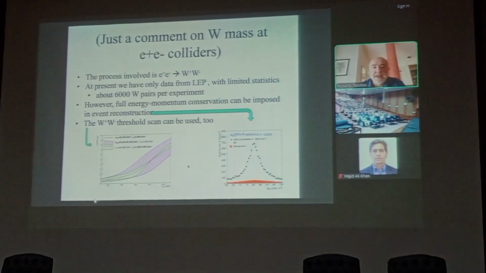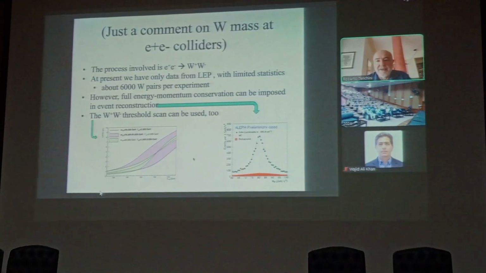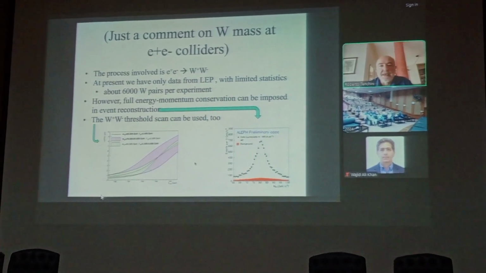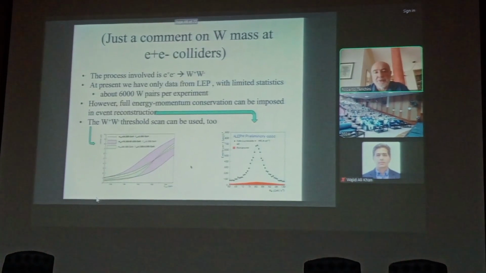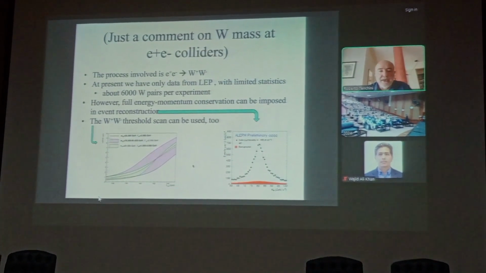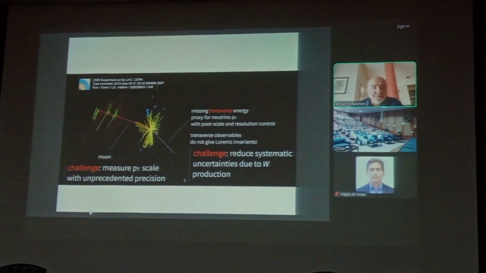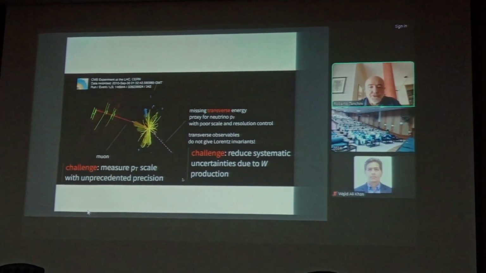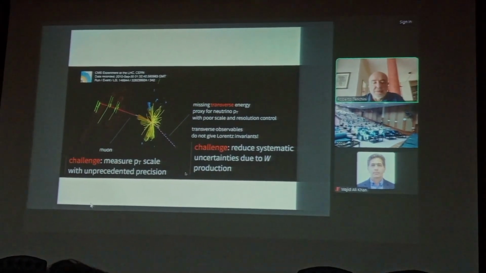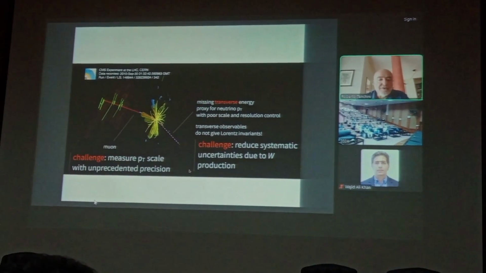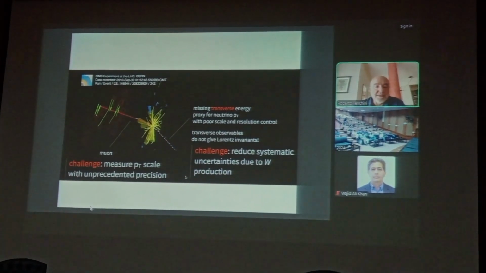So there are several methods. Summarizing, there are several methods for the measurement of the W mass, and they are quite different from hadron colliders to electron colliders. Now, let's go again to the hadron collider case that we discussed first. So, what is the challenge if you want to make a measurement with a precision of 10 to the minus 4? Clearly, you have to measure the pT scale with extremely high precision.